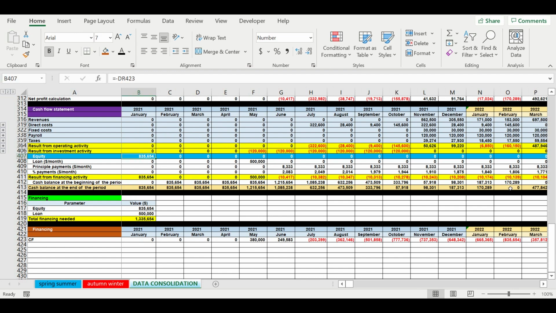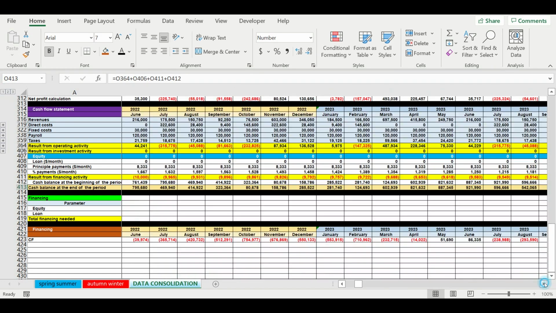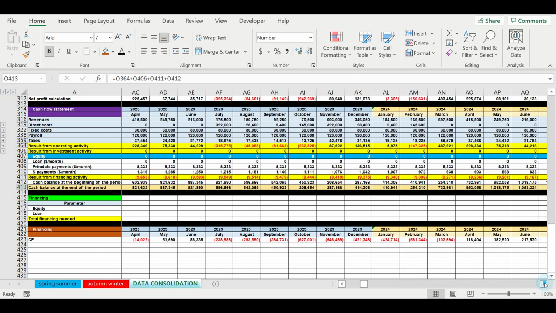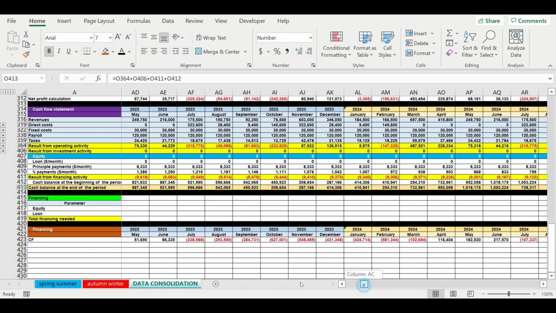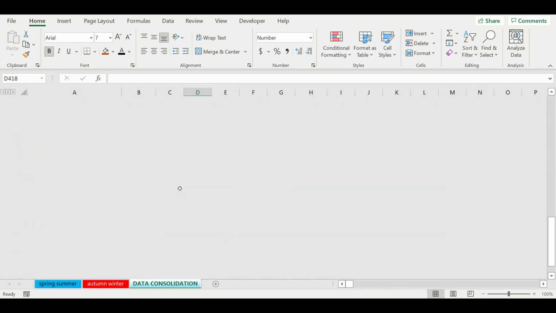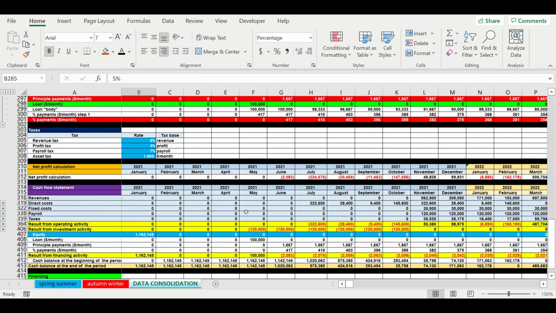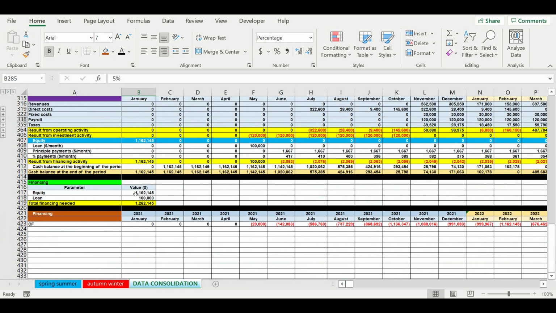And now we can see here is 0. This means that we don't have a cash gap during all of our timeline. And this means that we found the accurate amount of financing that we need. For example, if we take a loan of $100,000 instead of $500,000, the amount of financing will change automatically.